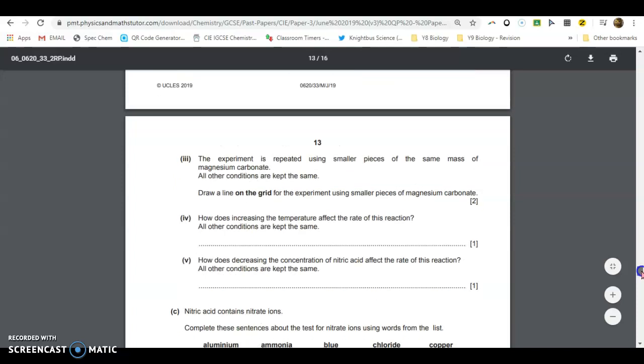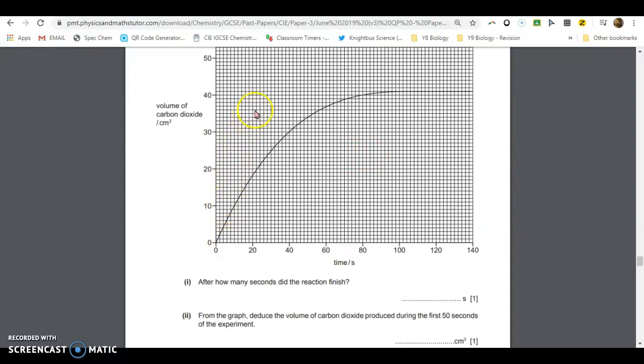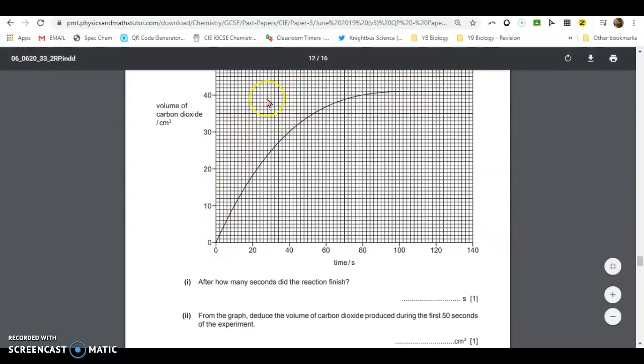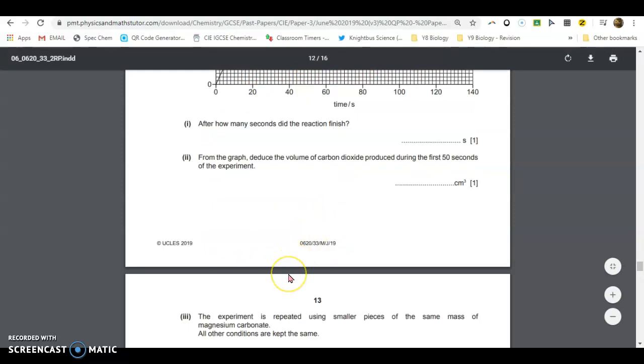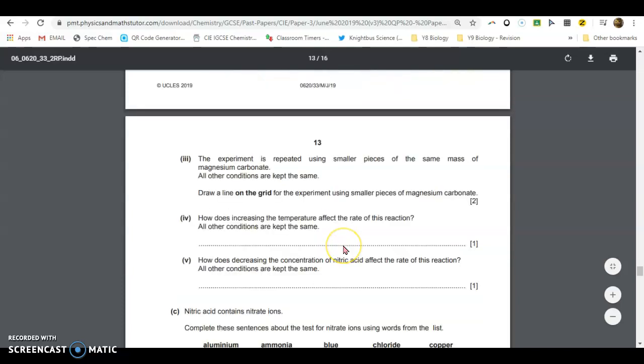Okay. By the way, the question actually goes on to talking about change. So the change in variable is actually shrinking smaller pieces, larger surface area. So I would suggest that you have a steeper curve right at the very beginning, but because the acid is in excess, all of the magnesium carbonate would react, so you would have a steeper curve, and then it would flatten out at exactly the same volume of carbon dioxide as this one did. Okay, so the lines should cross and meet and continue there. Okay, so that's the answer for that.